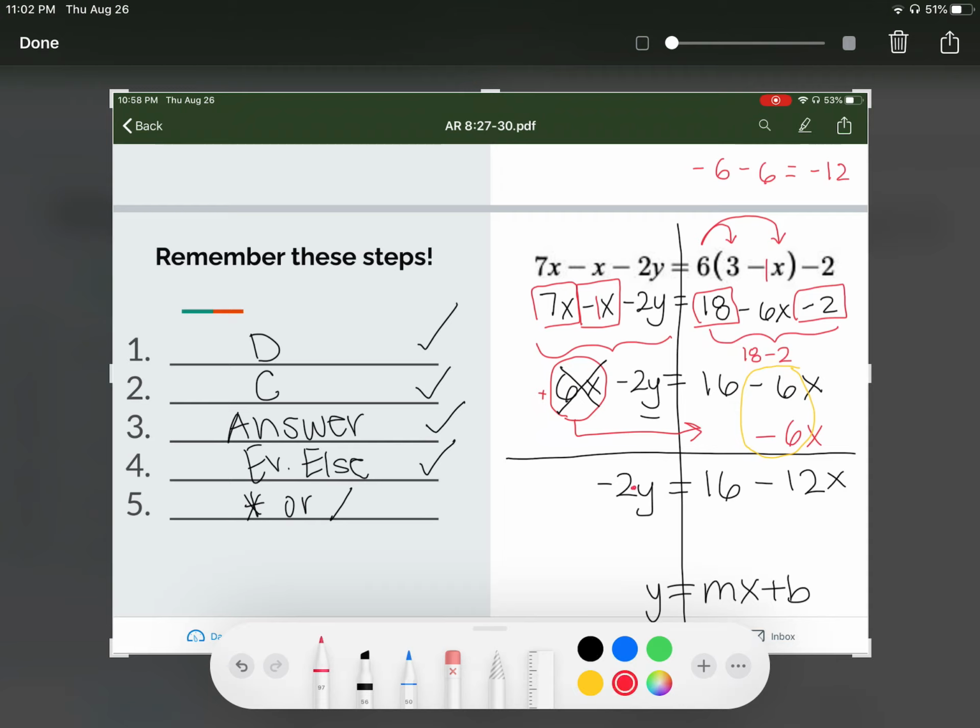Our last step is to multiply or divide. And remember, when you have a number written next to a letter, you are multiplying. Doesn't matter if that number is positive or negative. When you have a number written next to a letter, you are multiplying. So in order to get rid of that negative 2, we're going to do the opposite of multiply, which is divide everything by negative 2. That way, those two numbers cancel out. And now all we have left on this side is our y.